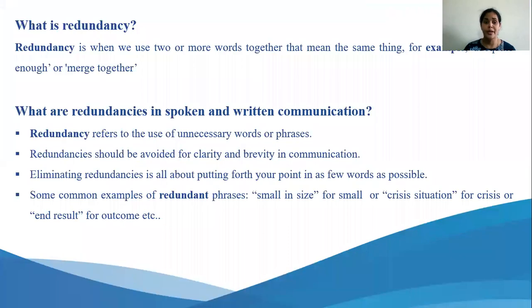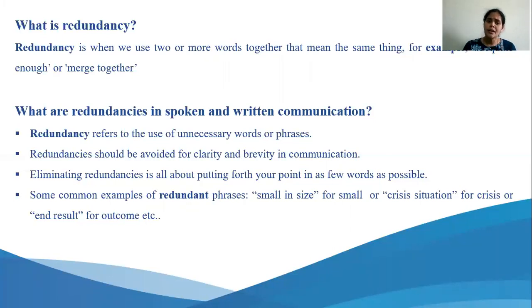So quickly we'll move ahead. What is redundancy? Redundancy is when we use two or more words together that mean the same thing. For example, merged together, or adequate enough. Adequate itself is enough. So why are we using two words? In order to bring more clarity and to be more concise, we can use one word which signifies the similar meaning. So we should avoid redundancy, that is nothing but repetition of similar meaning of a word.